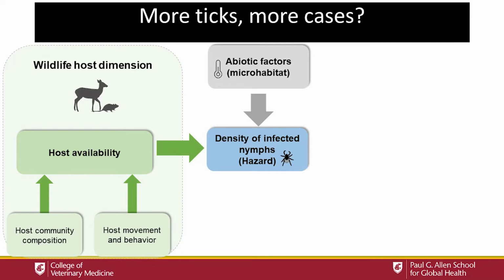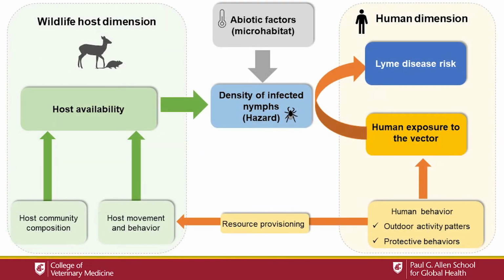And the density of infected nymphs is going to be driven mostly by the characteristics of the enzootic transmission cycle. So it's going to depend on the wildlife host dimension, which depends on host availability, and it's going to depend on abiotic factors. And humans get the translation between the hazard into risk. It depends on how humans interact with the risky environments.